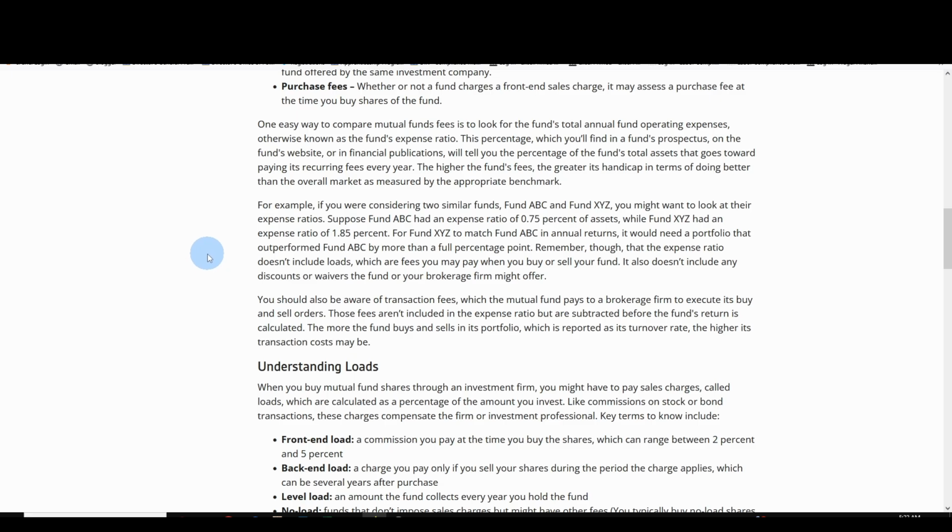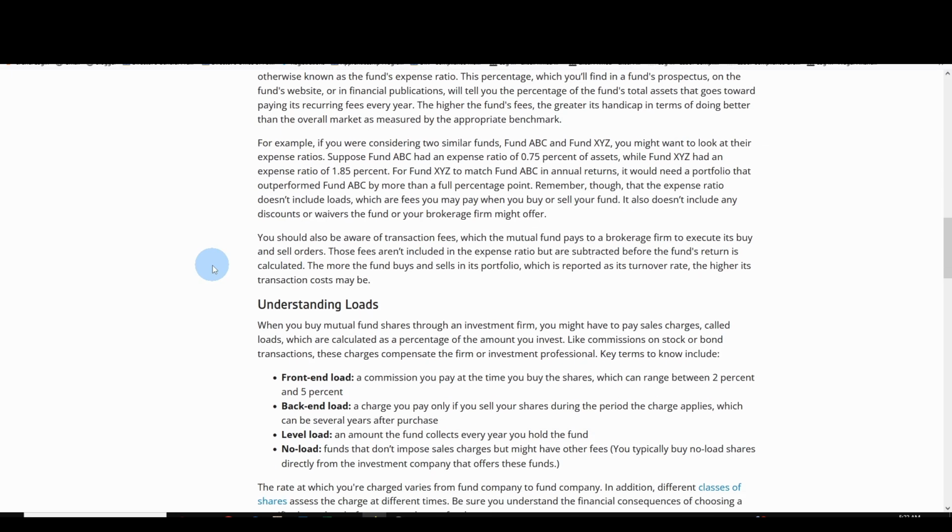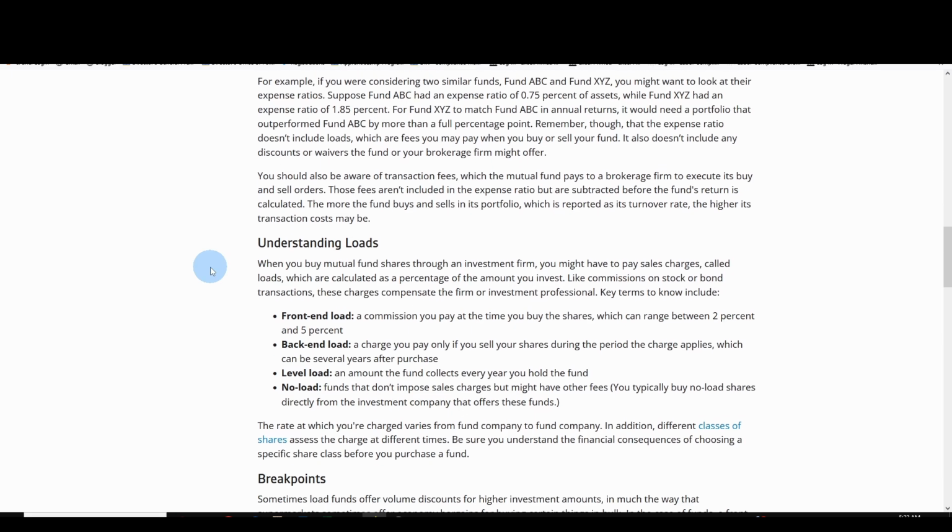Remember, though, that the expense ratio doesn't include loads, which are fees you pay when you buy or sell your fund. It also doesn't include any discounts or waivers the fund or your brokerage firm might offer. You should also be aware of transaction fees, which the mutual fund pays to a brokerage firm to execute its buy and sell orders. Those fees aren't included in the expense ratio, but are subtracted before the fund's return is calculated. The more the fund buys and sells in a portfolio, which is reported as its turnover rate, the higher its transaction cost may be.